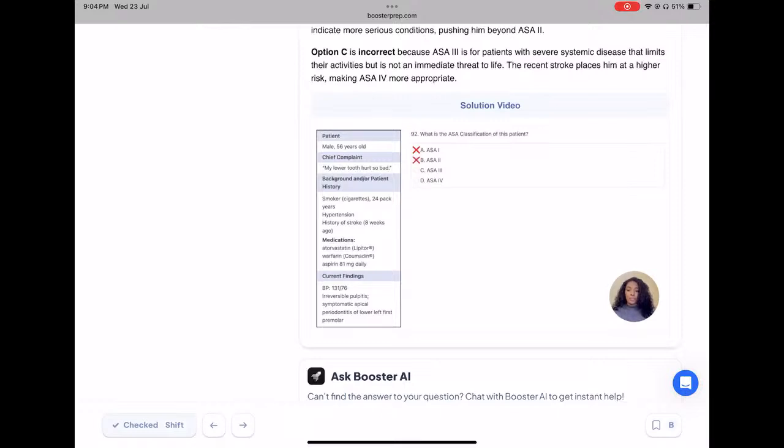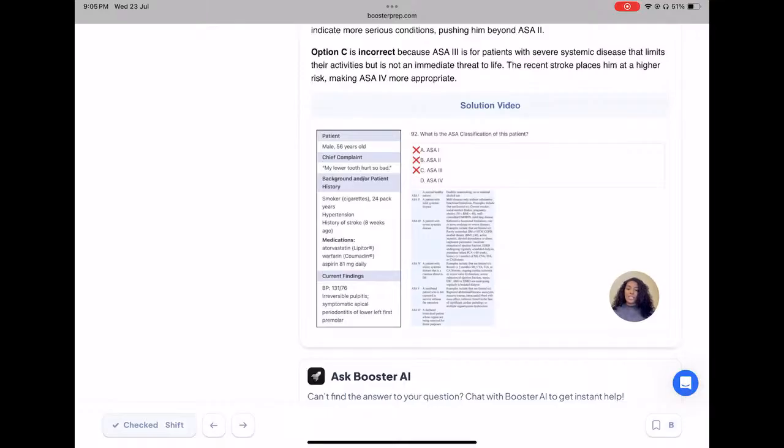Option C reads ASA3. So this classification is for patients with a severe systemic disease that causes functional limitations, and that would include poorly controlled diabetes, hypertension, chronic obstructive pulmonary disease, morbid obesity, hepatitis, alcohol abuse, end-stage renal disease but with regularly scheduled dialysis, and a history of MI or a stroke over 3 months ago. However, our patient had a stroke only 8 weeks ago, which is about 2 months, so this would be incorrect, leaving us with option D, ASA4.